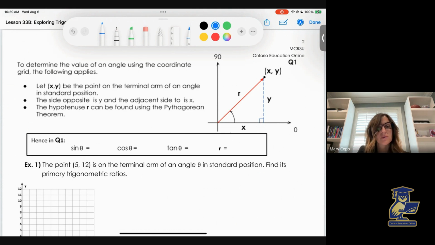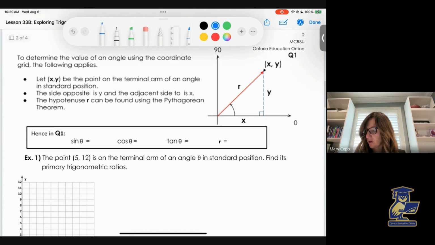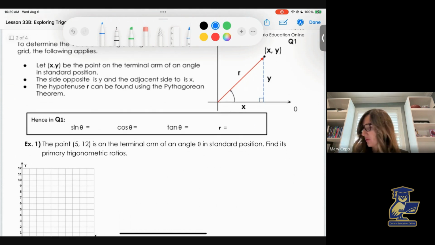The side opposite is y and the adjacent side is x. As I said, the hypotenuse r can be found by using the Pythagorean theorem. So if you're in quadrant 1, and we just label it for our sake, the angle across it would be my hypotenuse, which now we're going to refer to as the radius. Across from our angle would be y, and x would be my adjacent.